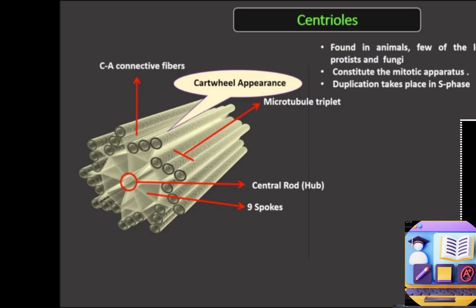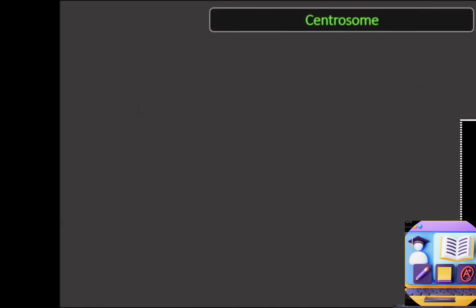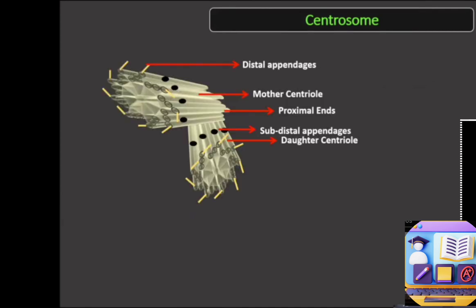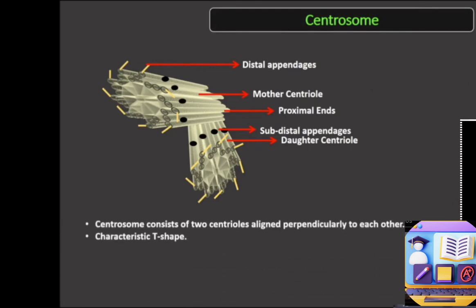That means a mother centriole duplicates itself to form a daughter centriole, and together they constitute the next structure, which is called the centrosome. So, what is a centrosome? A centrosome is when two centrioles, the mother centriole and the daughter centriole, align perpendicular to each other. Because of this perpendicular alignment, they get their characteristic T shape.